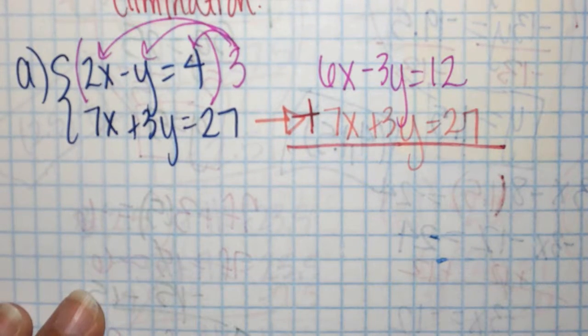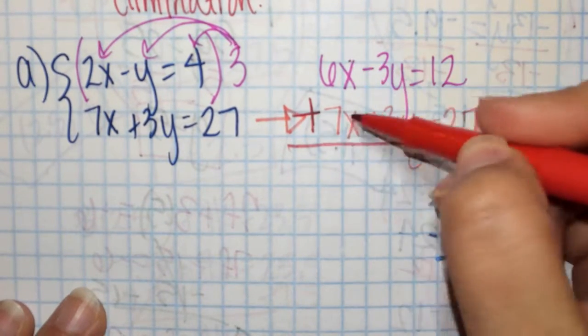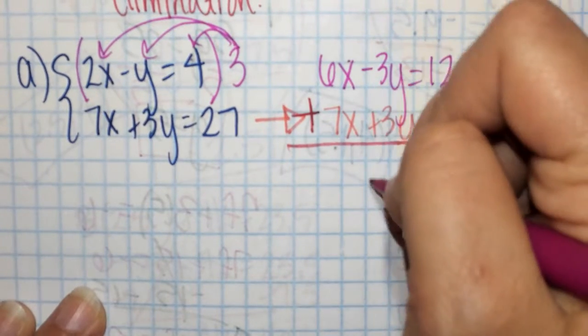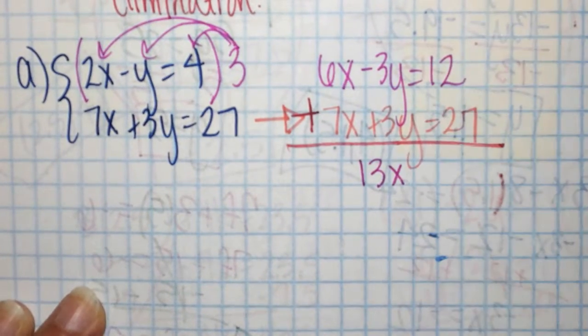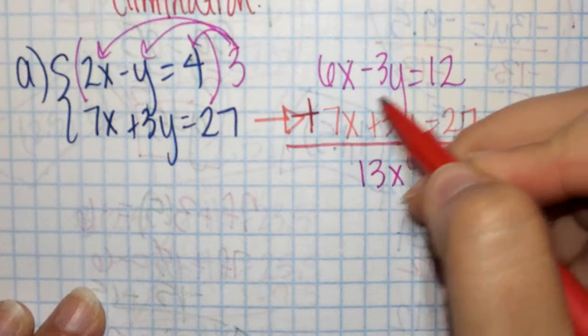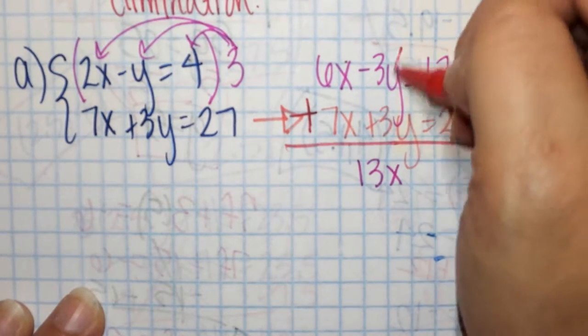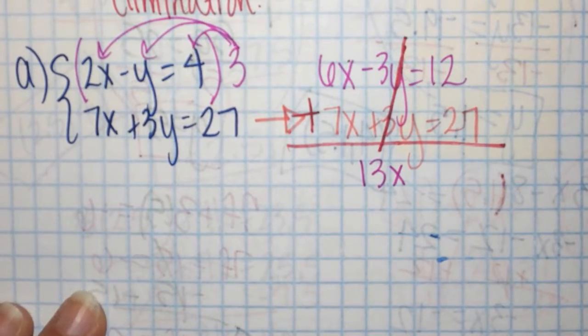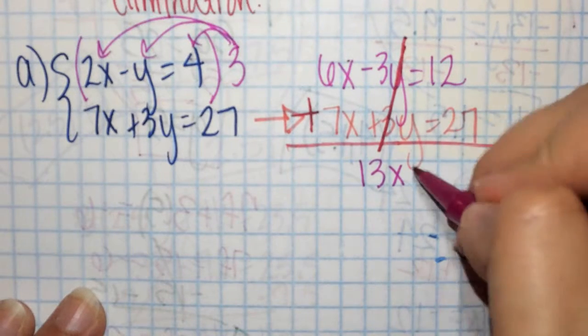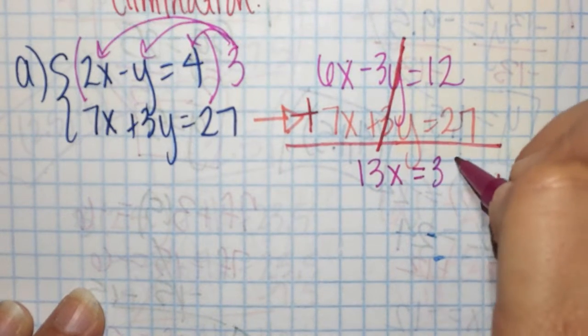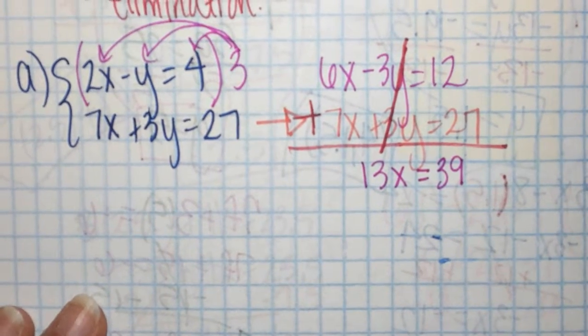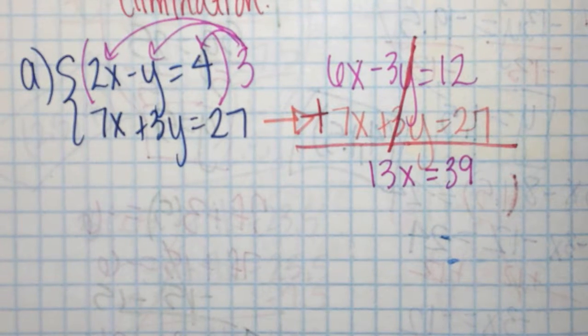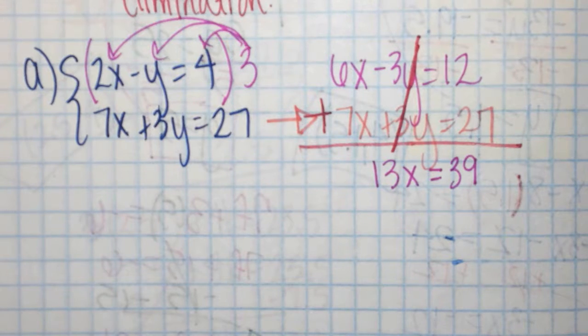Add. So what is 6x plus 7x? What is negative 3y plus 3y? 0. Cancels. It dies. What is 12 plus 27? 39. Perfect. Are we done? What do we need to do now?